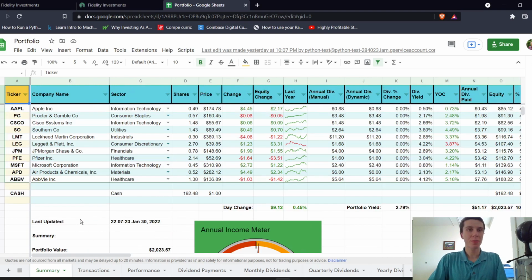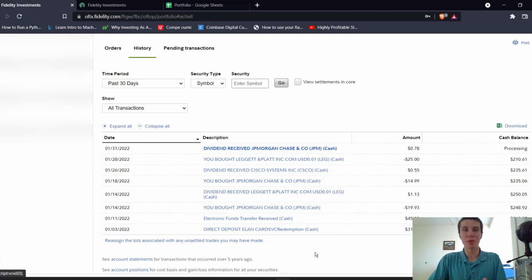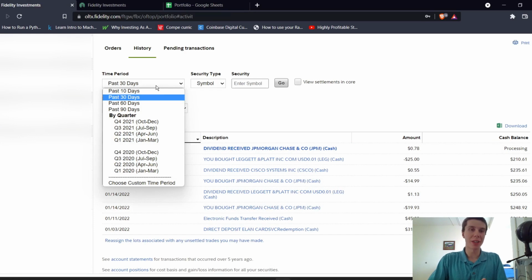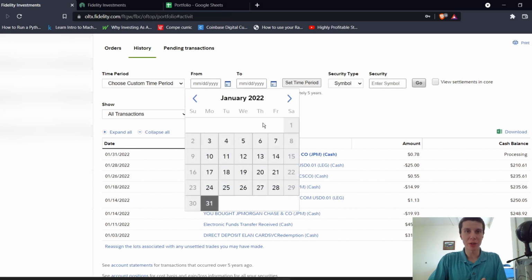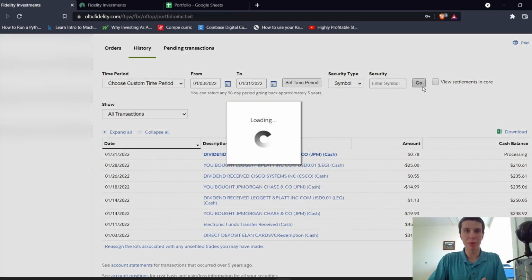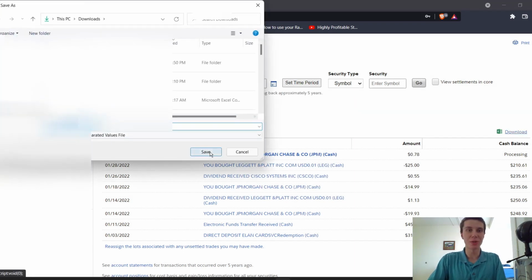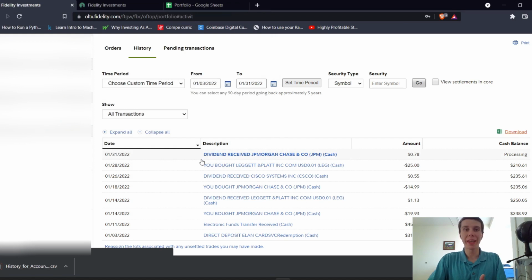So now we're going to go over to Fidelity and basically look at our transactions from the past 30 days. We want to make sure it actually says past 30 days, so I'm going to filter it and make sure that it's from the beginning of January to the end, which it will probably be, but yeah, that looks to be the right time period. So we're going to download this CSV file to our downloads folder, and that's just going to include all our past transactions.